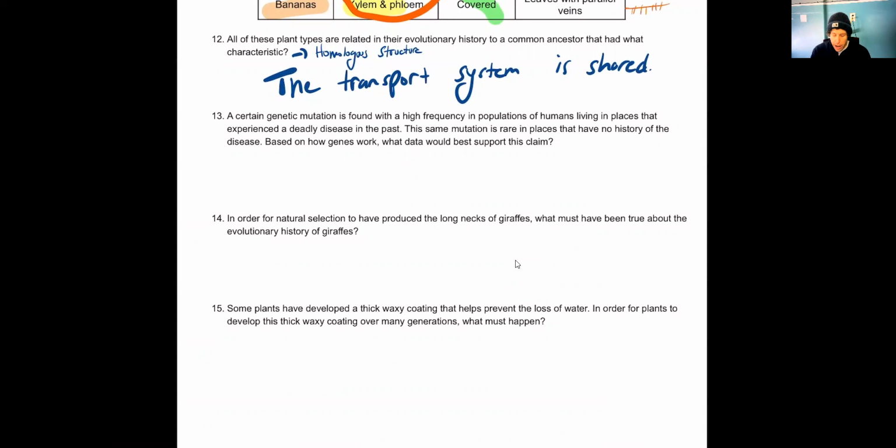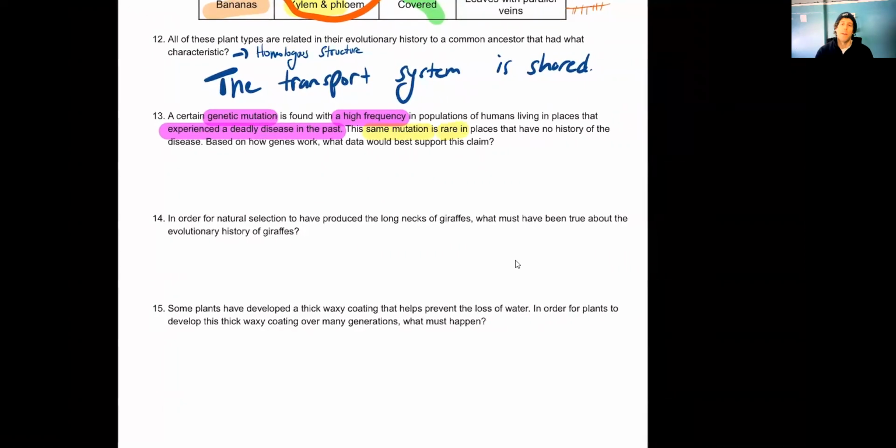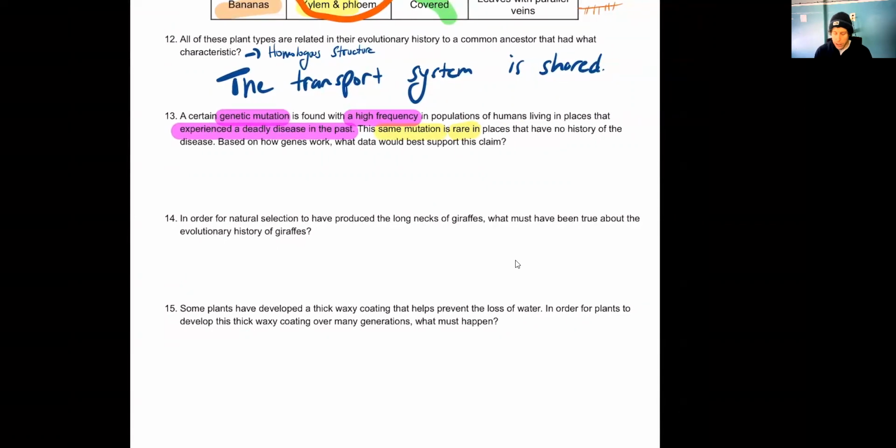A certain genetic mutation, so we learn what a mutation is. This is a change in the DNA, is found with a high frequency. That means a lot of people have it. In populations of humans living in a place that experienced a deadly disease in the past, the same mutation is rare. It's the opposite of high frequency, rare, right? In places that have no history of the disease. Based on how genes work, what data would best support this claim?